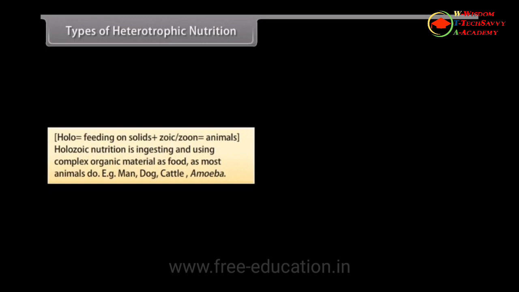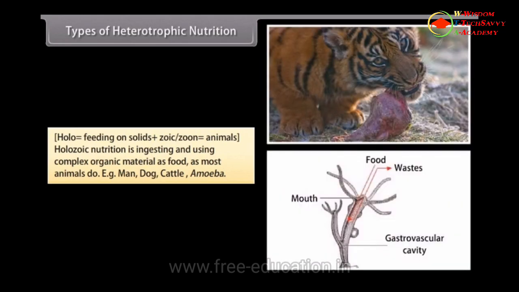Holo means feeding on solids, and zoic, from zoon, means animals. Holozoic nutrition is ingesting and using complex organic material as food, as most animals do. That is man, dog, cattle, amoeba.